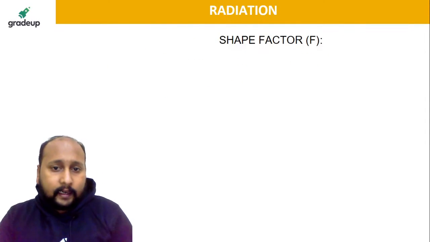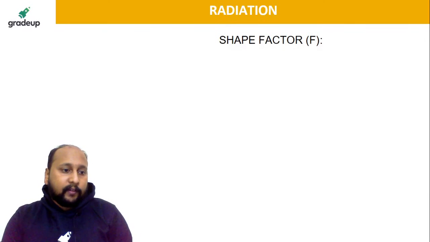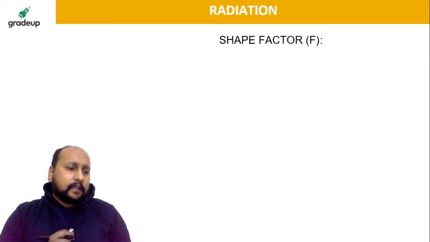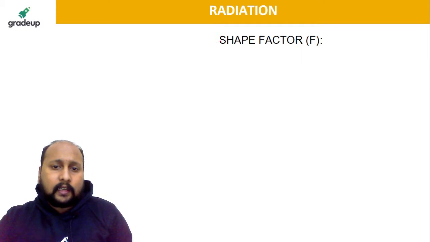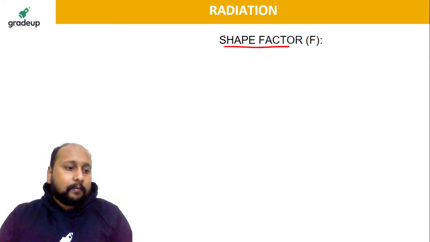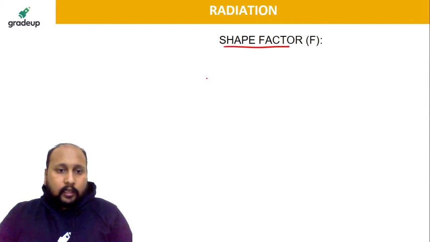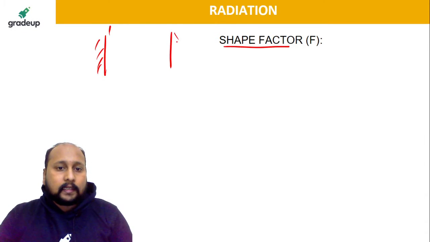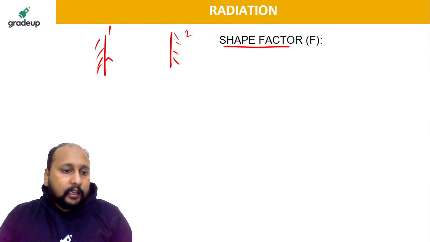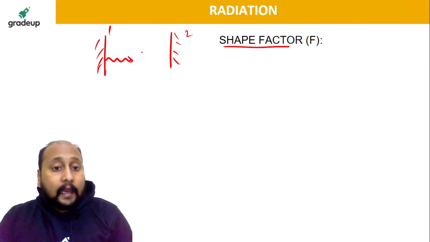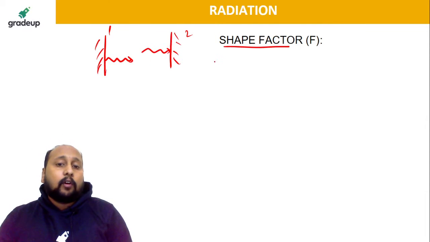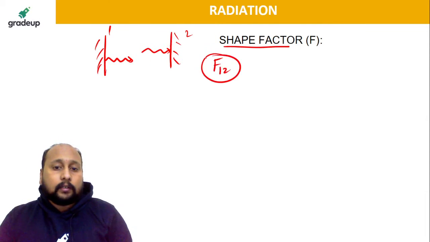What is a shape factor? Anyone who can help me out, what is a shape factor? Sir, it's a very easy topic. Shape factor basically means the amount of radiation which is leaving surface 1 and reaching surface 2. Let us suppose I have two surfaces, this is surface 1 and this is surface 2. So the fraction of radiation which is leaving surface 1 and reaching surface 2, that we call the shape factor between 1 and 2.